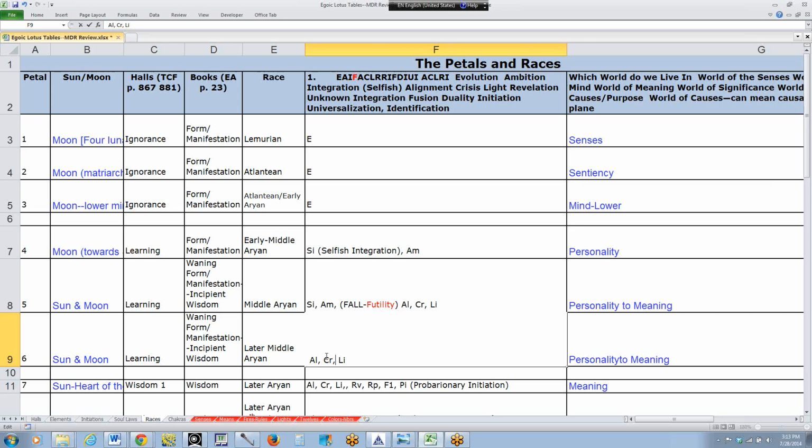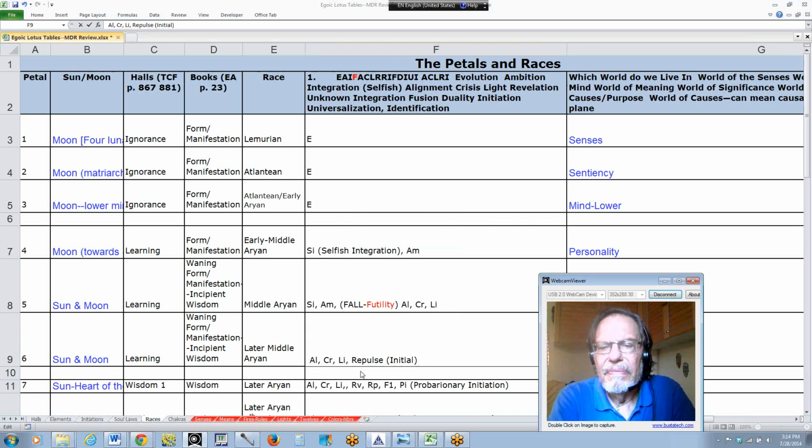So certainly in petal number 6, the alignment is sharpened, and the crisis is more acute. The light is breaking forth, and I can call it maybe repulse, initial. We start trying to get rid of things that don't fit, but the real law of repulse only comes in when we can contact the spiritual triad, because it is the first law of the soul which involves the spiritual triad, which is the true ego, or then, in a sense, the true soul.